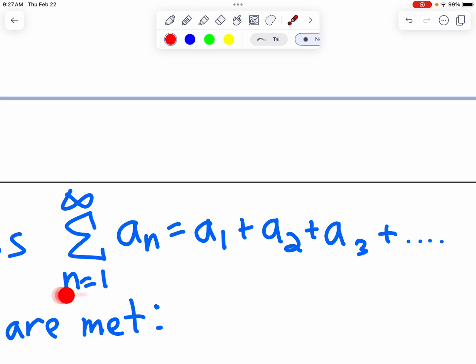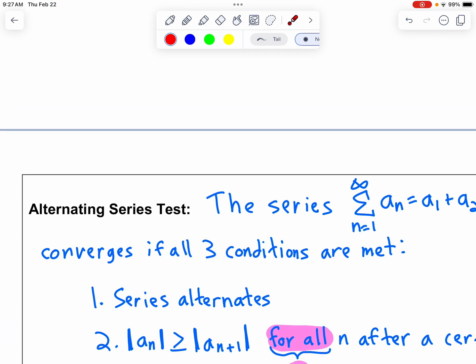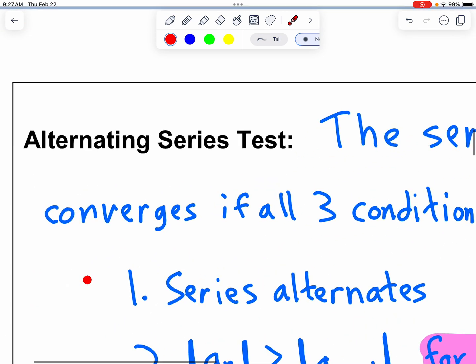It doesn't have to start off at n equals 1. I just have some sequence, right? A sub n, the terms are a sub 1 plus a sub 2 plus a sub 3, etc. This series will converge if all three conditions are met. So the first condition, this is called the alternating series test, right? The series must alternate in signs. Doesn't matter if it starts positive and then goes negative, or if it goes negative, positive, etc. The series has to alternate, which makes sense given, again, the name of the test.